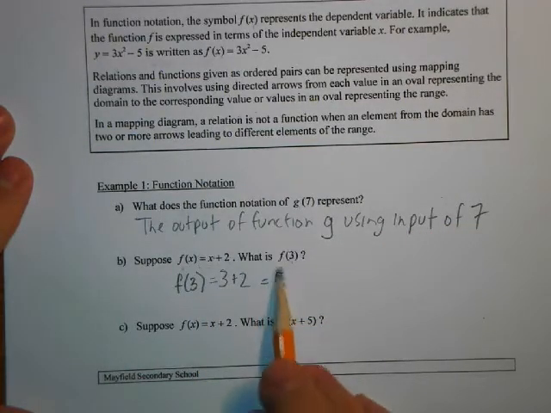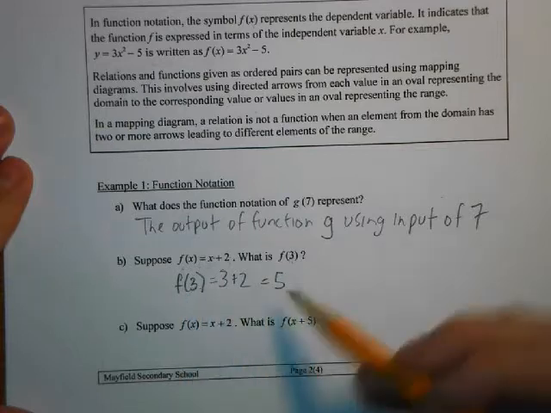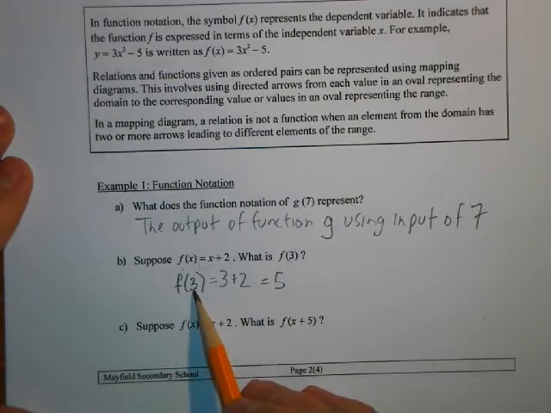So that's basically the y value for the x value of 3, if I was making points on the graph. So this is the output. The output is 5. The input was 3.